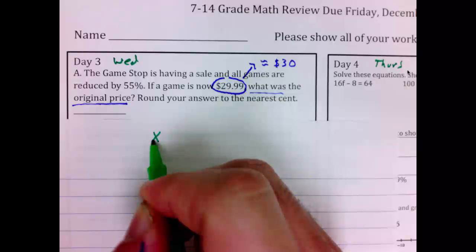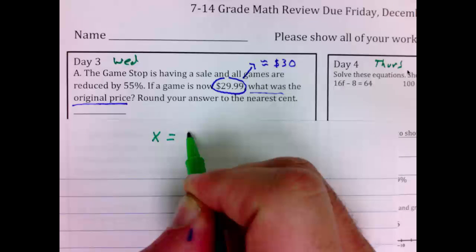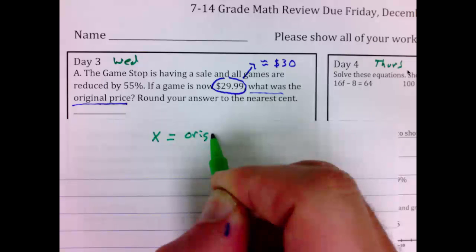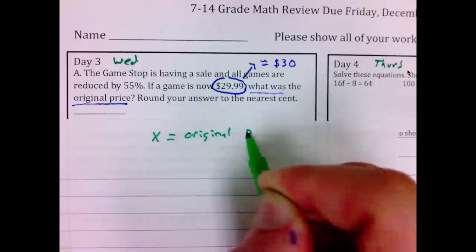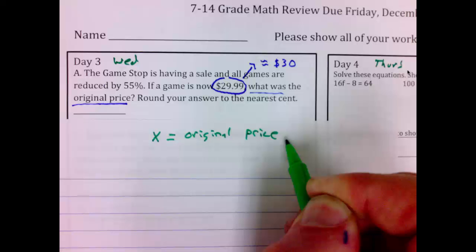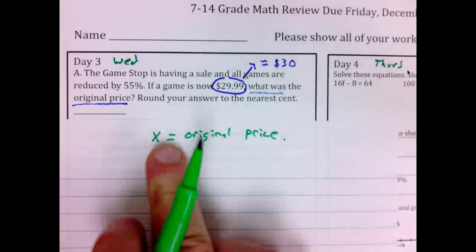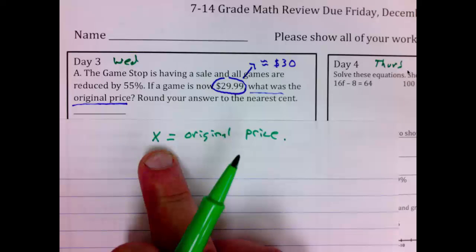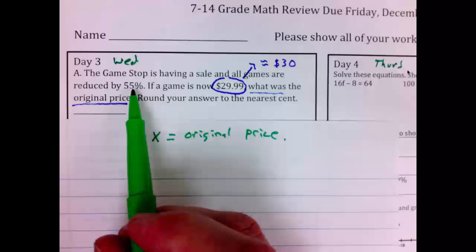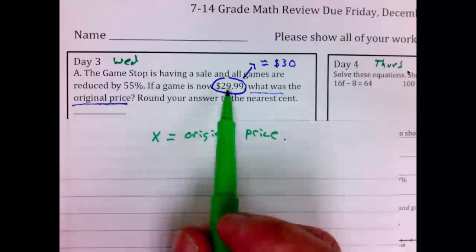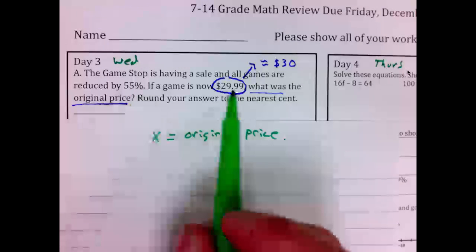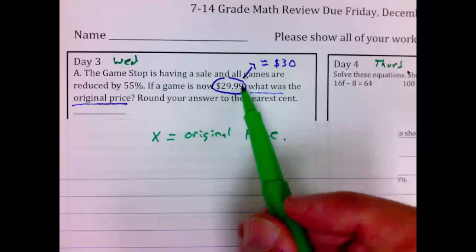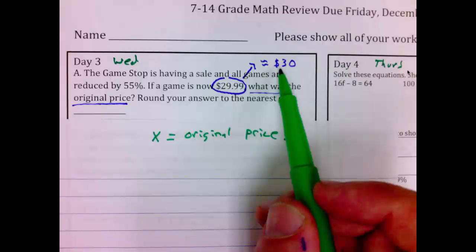X is equal to the original price. We don't know what it is, so we're going to call it the unknown x. Well, it says that our original price reduced by 55% will yield $29.99. I'm going to take $29.99 to be approximately 30. That'll ease our calculation substantially.